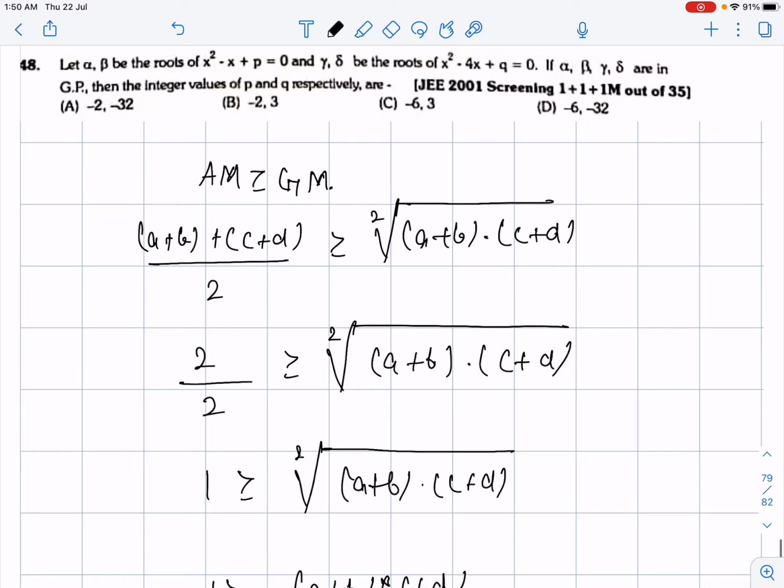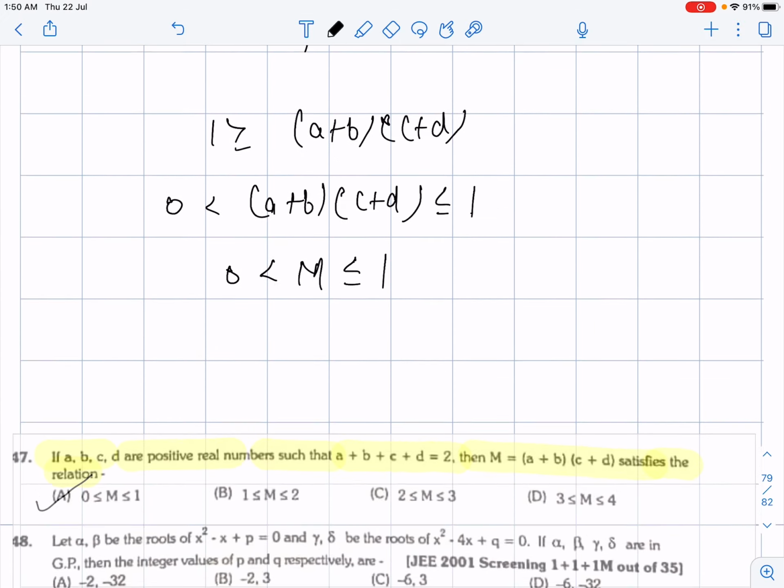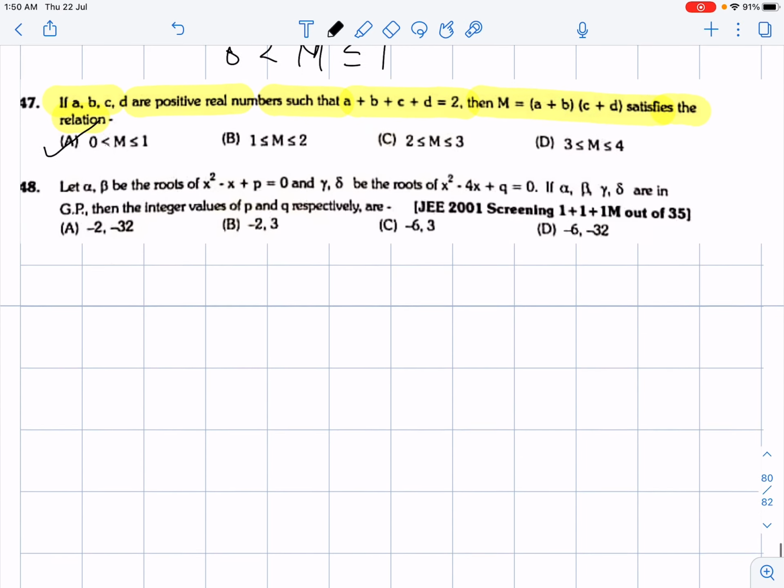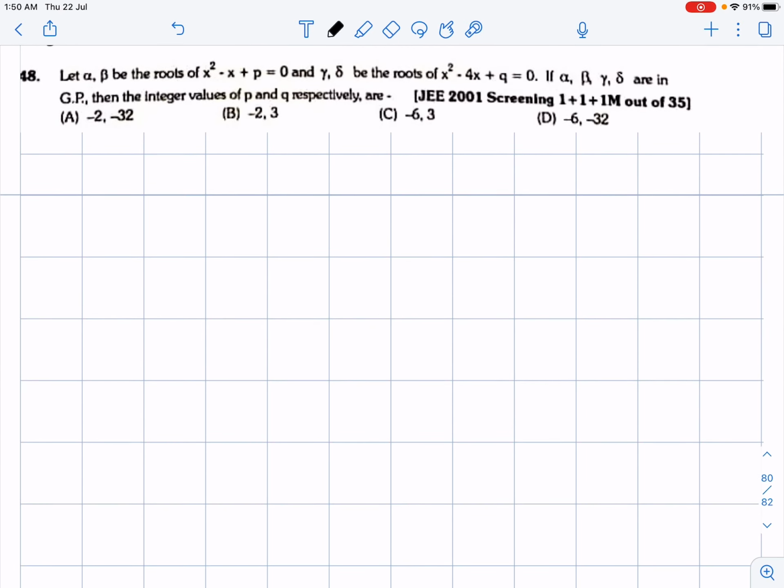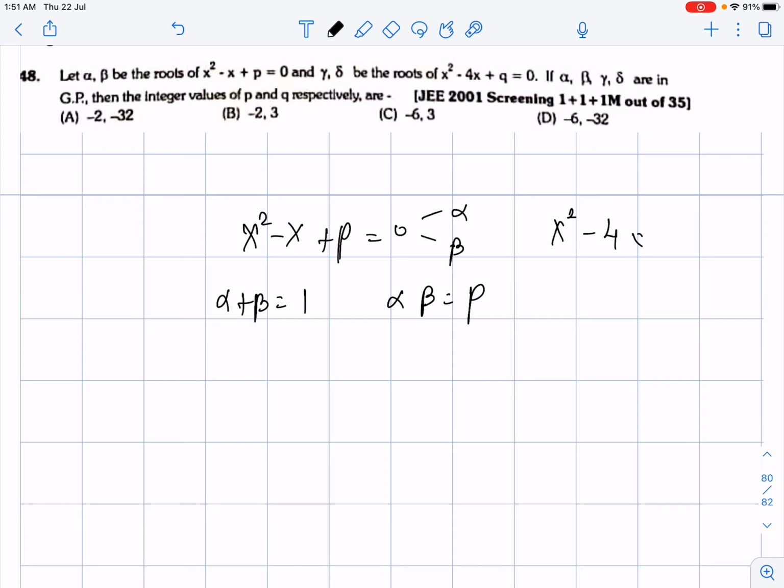Now let's move on to the next question. Let alpha, beta be the roots of x square minus x plus p is equal to 0. So what can be written by us? Alpha plus beta is equal to 1, alpha dot beta is equal to p, and gamma and delta are the roots of x square minus 4x plus q is equal to 0. So we may write gamma plus delta as 4, and gamma dot delta is equal to q.